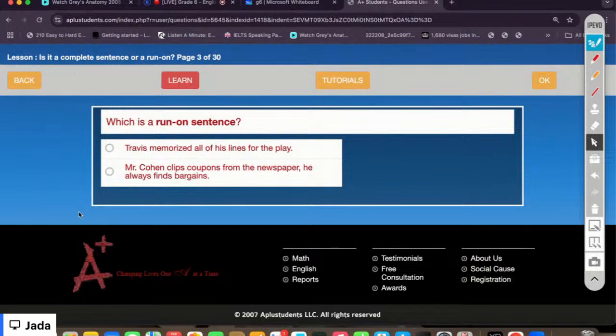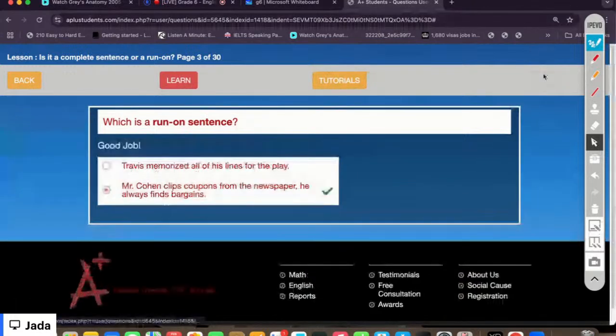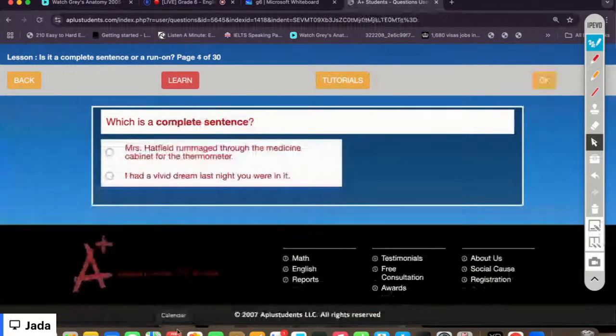All right, so it will be Mr. Cohen clips coupons. All right, so Mrs. Hatfield rummaged through the medicine cabinets for the thermometer. I had a vivid dream last night you were in it. So which is a complete sentence here?